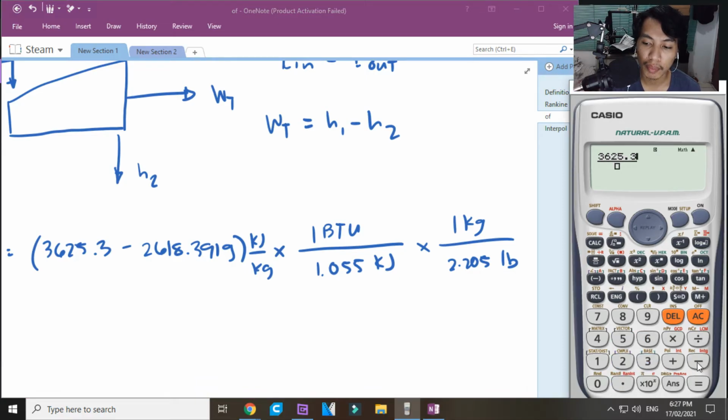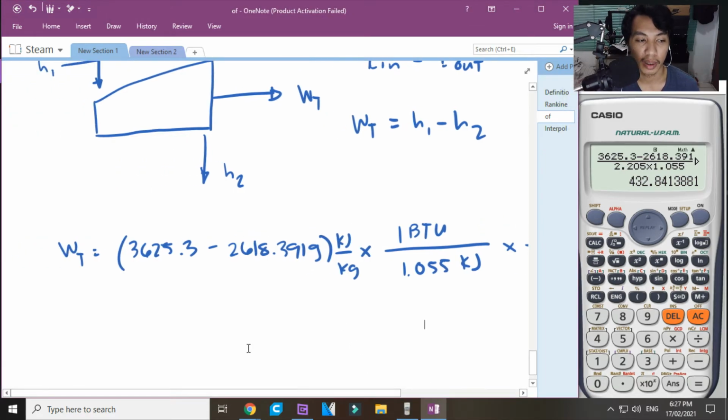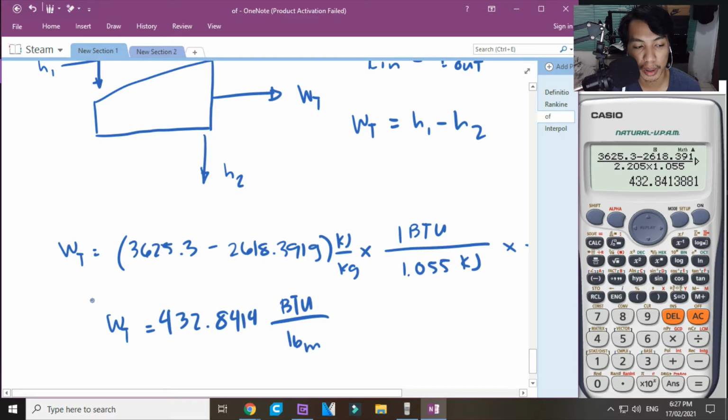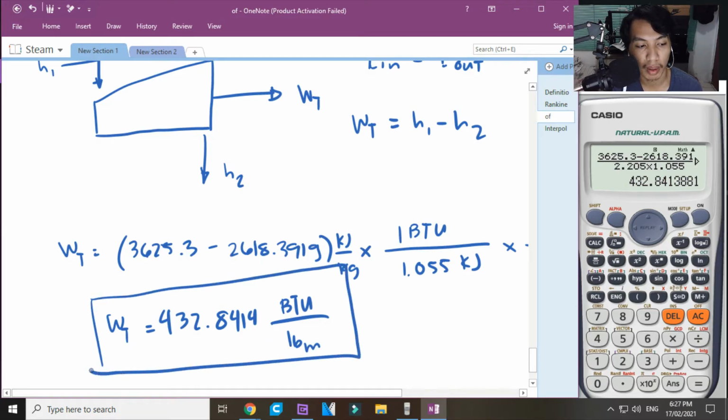3625.3 minus 2618.3919 over 2.205 times 1.055. The answer will be 432.8414. Work of the turbine will be 432.8414 BTU per pound, British thermal units per pound mass. That is for the work of the turbine.